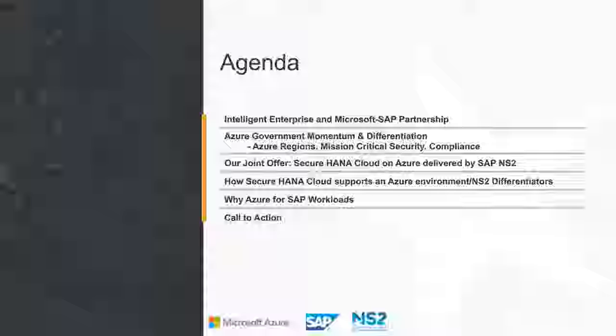In our agenda today, we'd like to cover our Intelligent Enterprise strategy and Microsoft SAP partnership. Then we'll move on to Azure Government momentum and several announcements that were made in terms of this momentum, and differentiators of Azure Government. Our joint offer, Secure HANA Cloud on Azure, delivered by SAP NS2, and how this offer supports an Azure environment, its differentiators, and lastly, why SAP on Azure workloads, and a call to action on how we can partner with both of our companies.